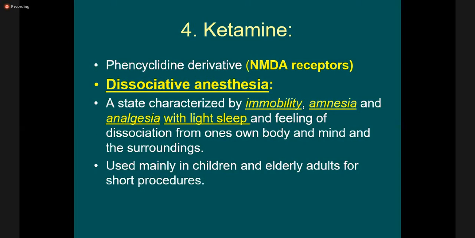Most of the time we discuss that anesthetic drugs act on the GABA receptor and cause activation of the chloride channel. This is the general mechanism, but ketamine has a different mechanism of action, and it works on the NMDA receptor. Ketamine produces a special effect known as dissociative anesthesia. What is dissociative anesthesia? It's a type of anesthesia characterized by immobility, amnesia, which is the main feature, the loss of memory for a short period of time, analgesia, and light sleep.